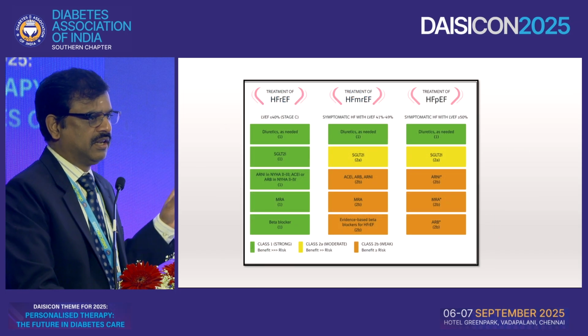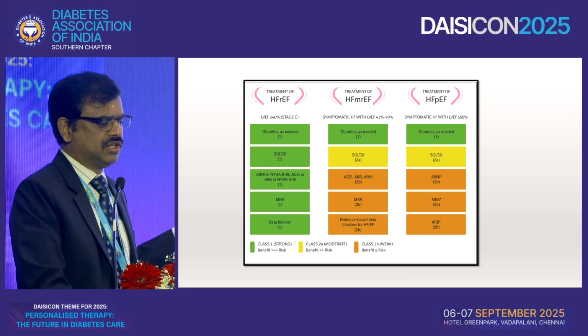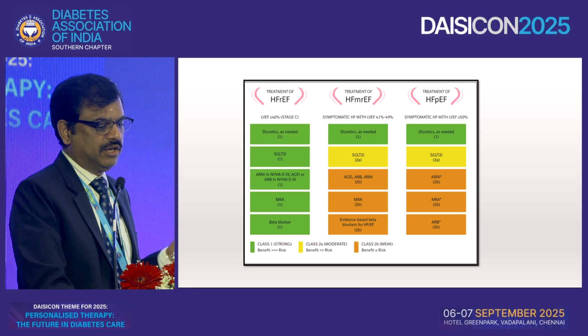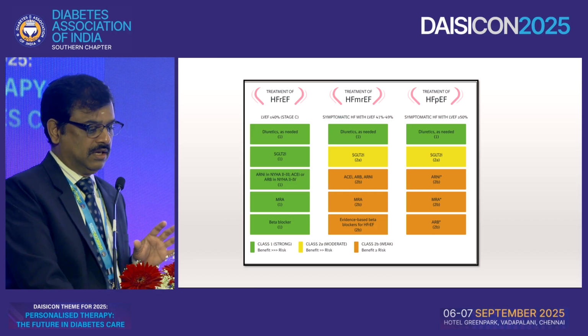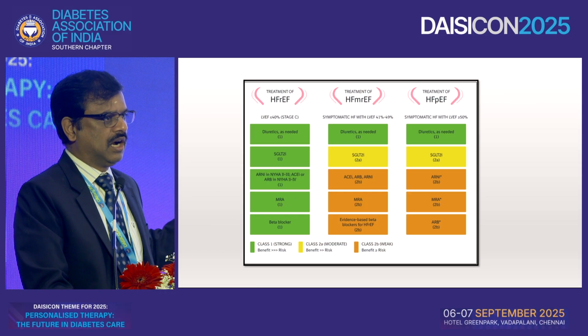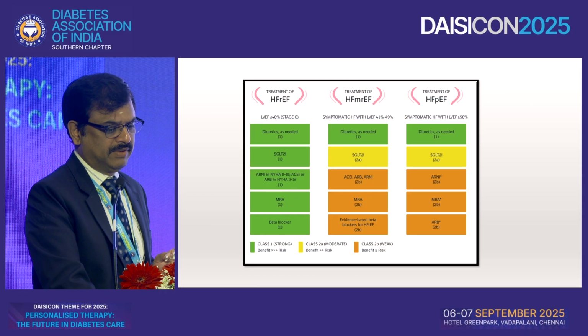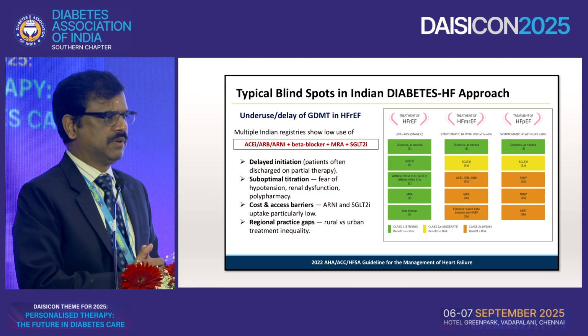So these are the green signals of the class 1 medicines. If there is congestion, use diuretics. Mildly reduced and preserved ejection fraction have no difference. Only one drug has been given a class 2A, the SGLT inhibitors. All other RNE or beta blocker classes are 2B only. So green are class 1 indications, and in heart failure with preserved and mildly reduced ejection fraction, only SGLT inhibitors score more than this. But what are the blind spots we have?